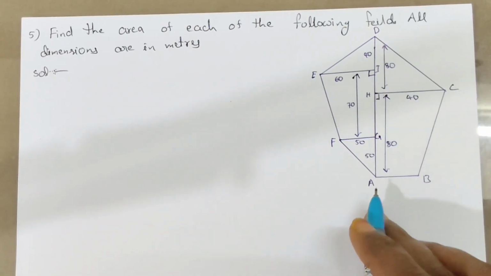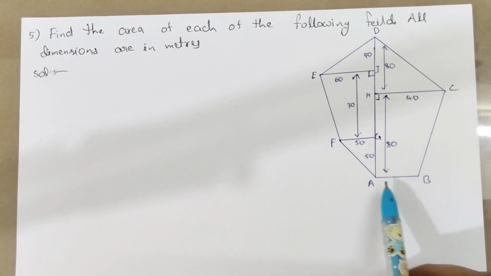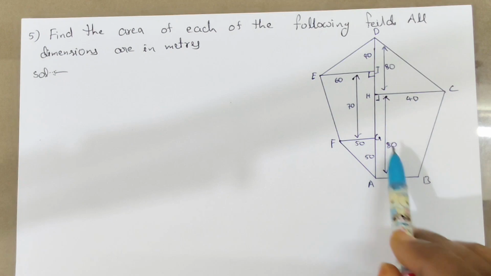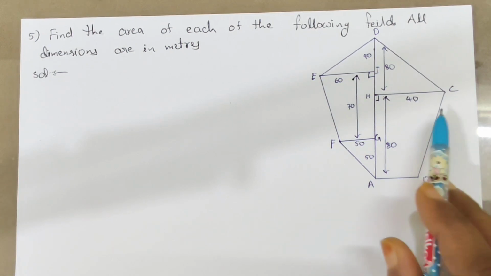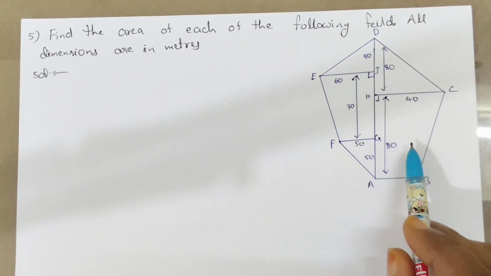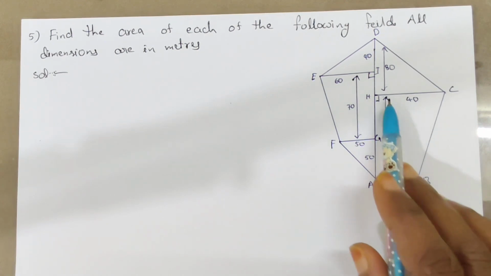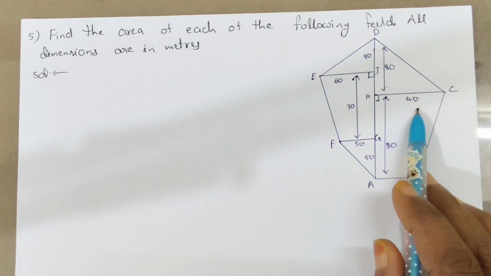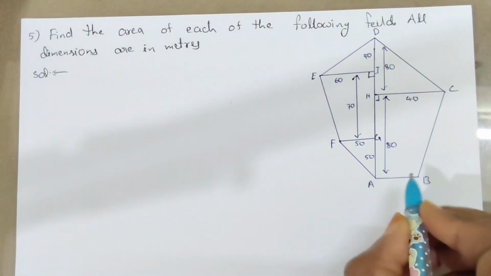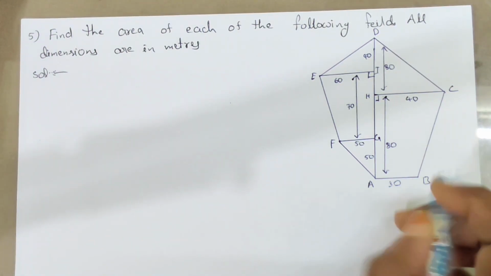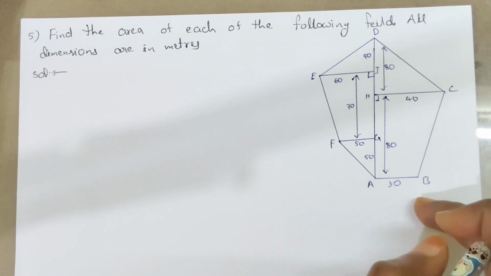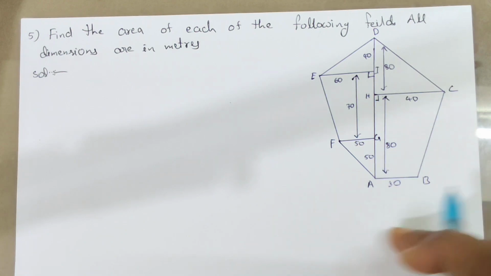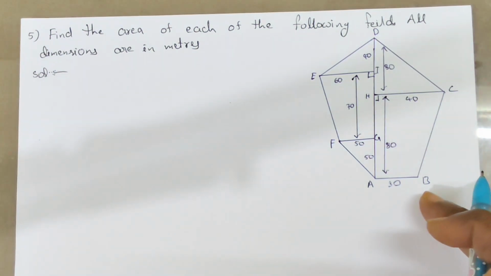Here this is the given diagram. So now first we find ABCH. Here we find this area. ABCH is a trapezium. Here AH is 80 meters, HC is 40 meters, and BC is 30 meters. Two parallel sides are there and a height is there. So now we find the ABCH trapezium area.